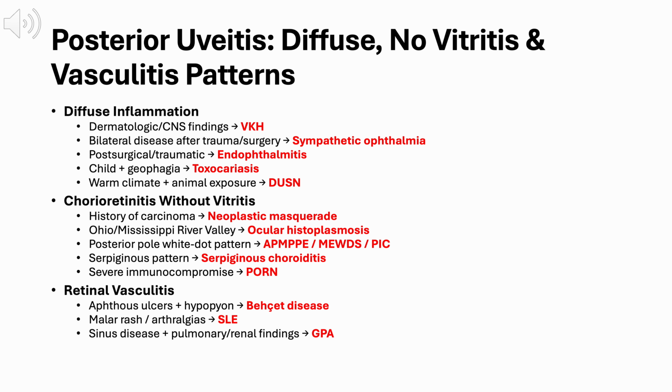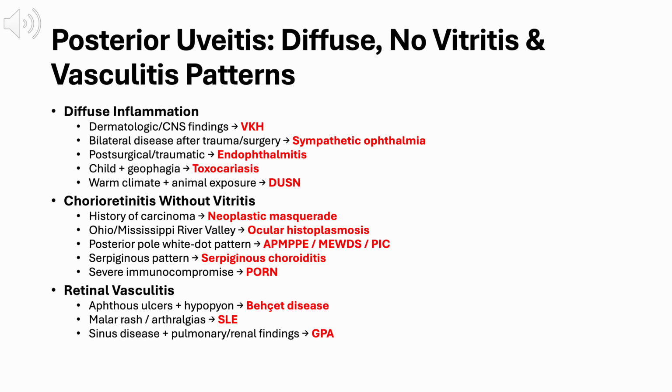Now the remaining posterior patterns. For diffuse inflammation, dermatological or CNS findings suggest VKH; bilateral disease after trauma or surgery, sympathetic ophthalmia; a post-surgical or traumatic picture, endophthalmitis; a child with geophagia, toxocariasis; and a warm climate with animal exposure, DUSN. For chorioretinitis without vitritis, a history of carcinoma raises a neoplastic masquerade.